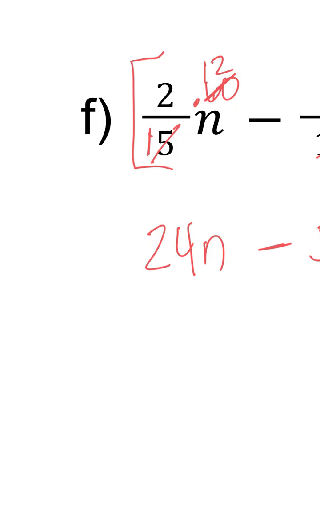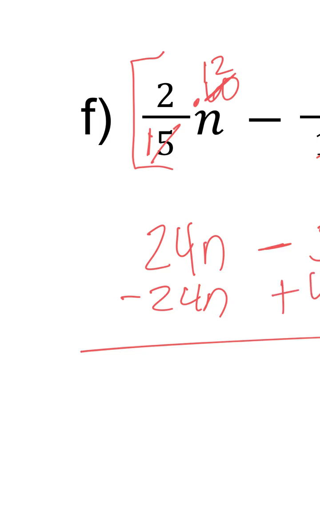Okay, so let's combine like terms. What do we get here? So, good, so we have to do that minus 24n on both sides. And yes, that gives us 12n. And then we're going to do plus 45. So would that give us 50 or 40? Right, that would give us 40.